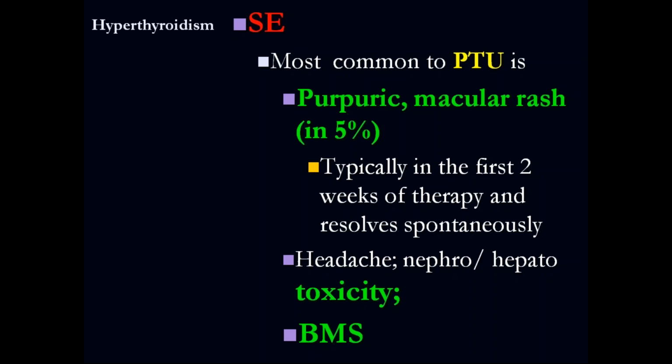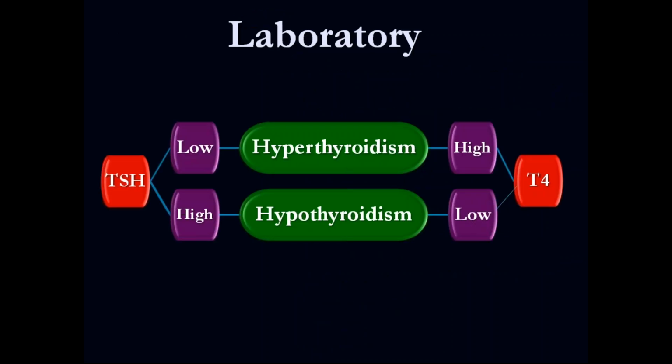effect. And they can lead into what we call bone marrow suppression. PTU can lead into bone marrow suppression. That means diminishing all the red blood cells, it can diminish the white cells, and it can diminish what? The thrombocytes or platelets. So that's why the purpuric macular rash comes. Headache, nephrohepatotoxicity, BMS. That is what we were talking about. BMS, the bone marrow suppression. Open eyes, open ears on that.